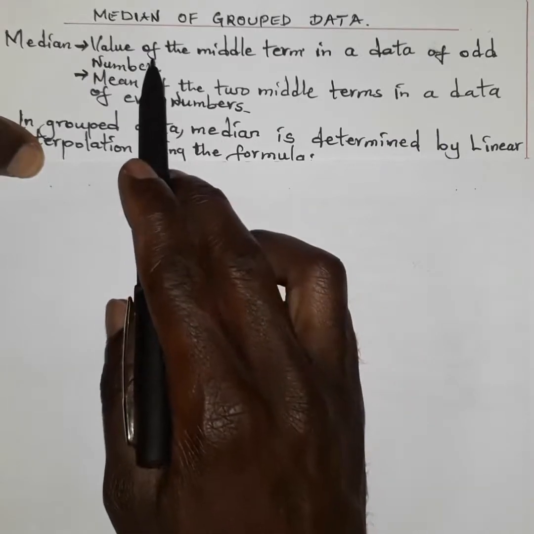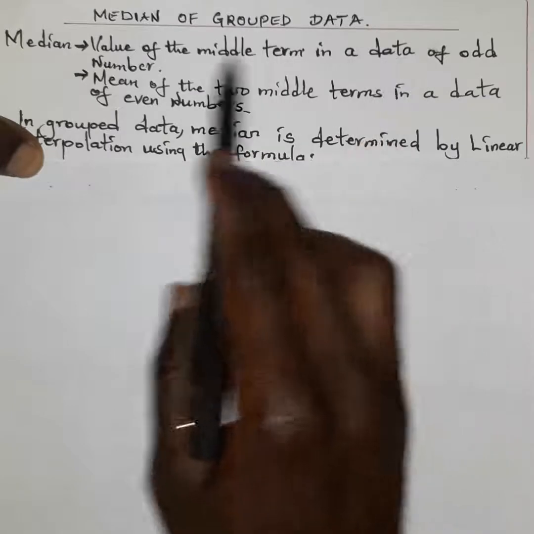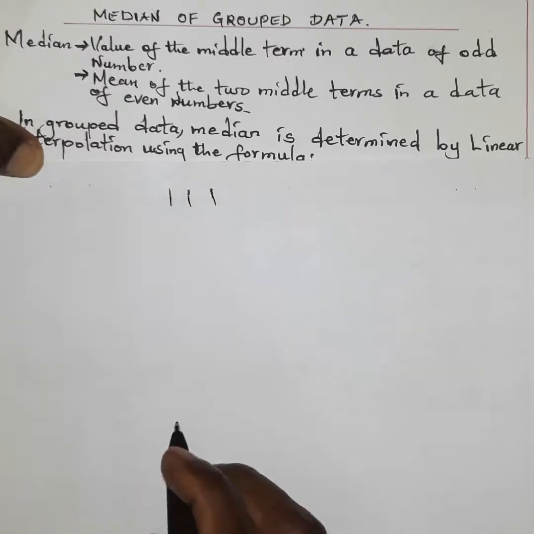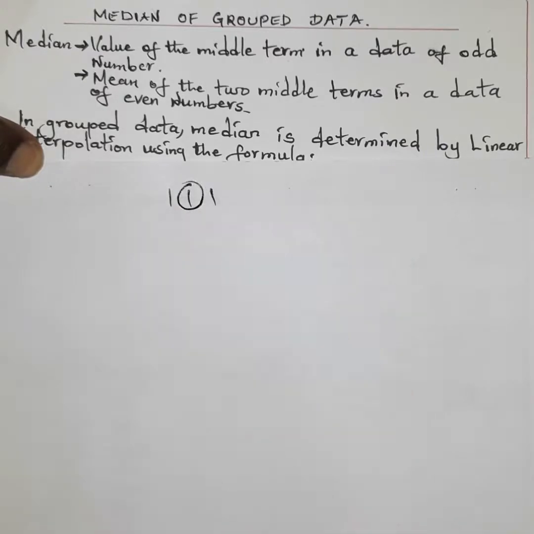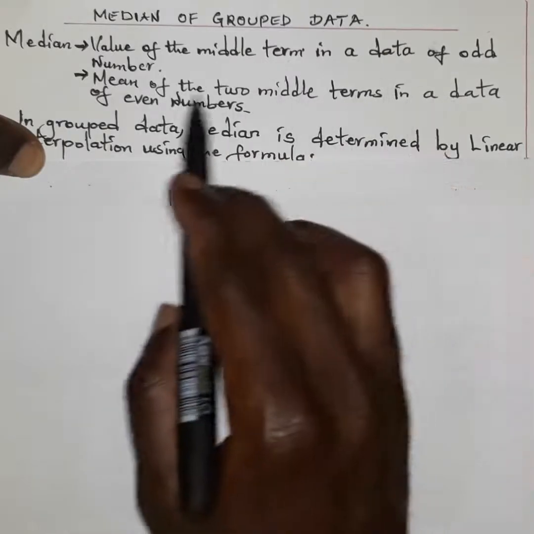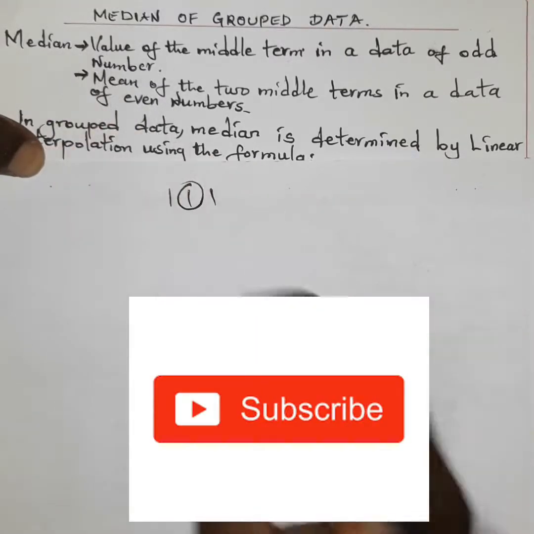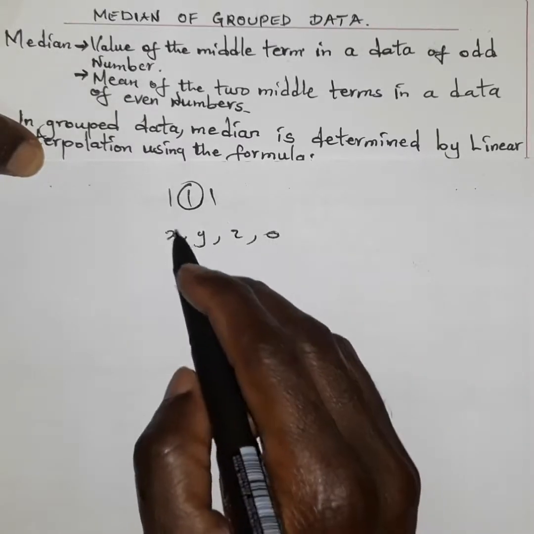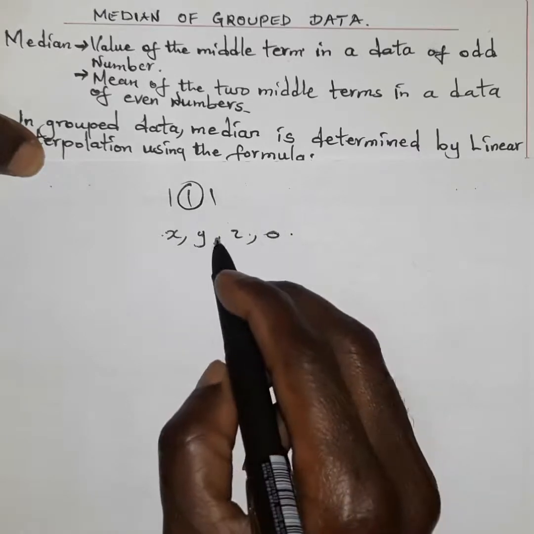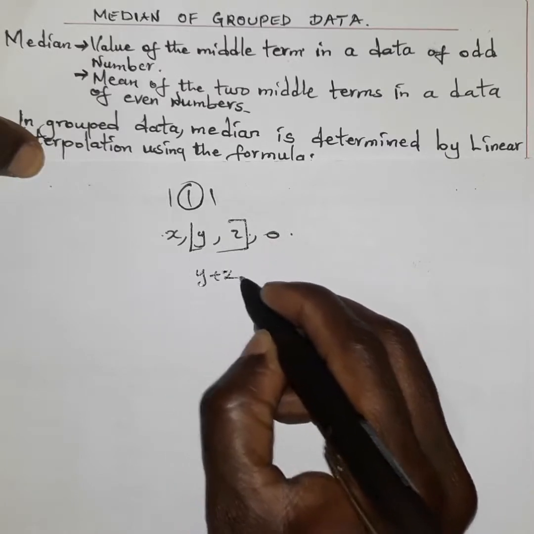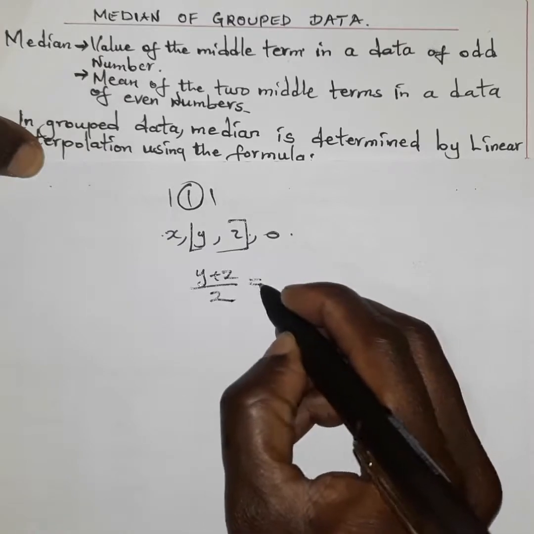Median refers to the value of the middle term in a data of odd numbers. For example, for data of 1, 2, 3, the median should be the one in the middle. The other definition, when given even numbers, is that the mean of the two middle terms should be referred to as the median. For example, if we have x, y, z, o, these are even numbers, four in number, so it means the mean of the middle two terms, y and z. So it should be y plus z divided by 2.